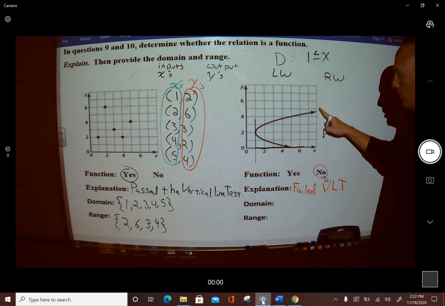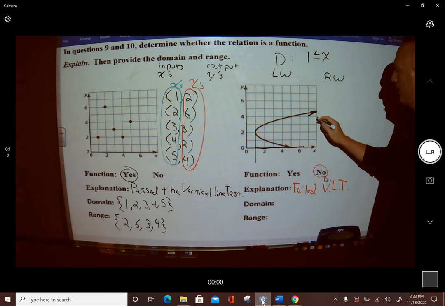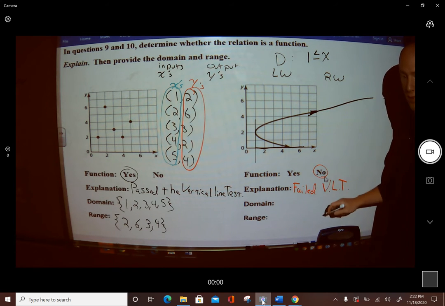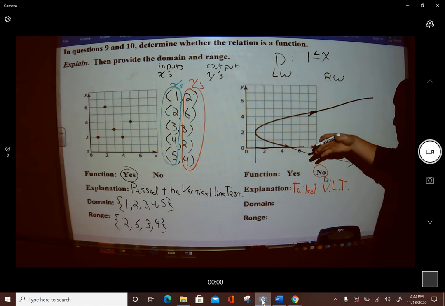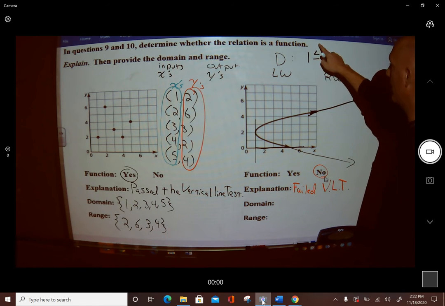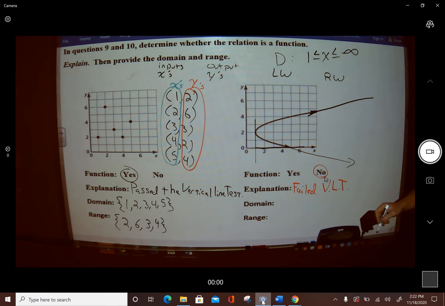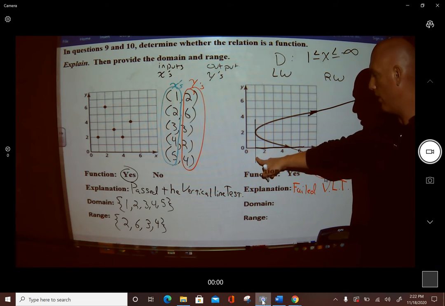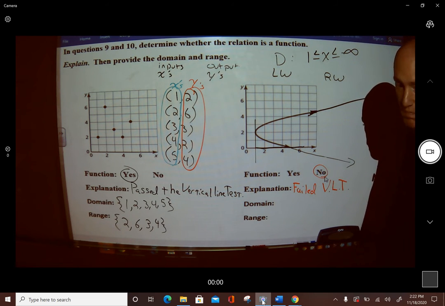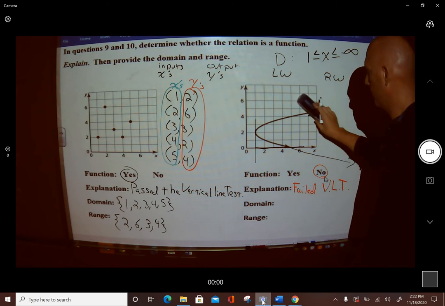And then this thing goes all the way. Please do not say it only goes to 8. Notice there is an arrow here. It means the line keeps going. It keeps going this way too, forever and ever and ever. If it keeps going forever, then 1 is less than or equal to x, which is less than or equal to infinity. Okay? All that means is my domain starts at 1 and goes to the right forever. All that means.